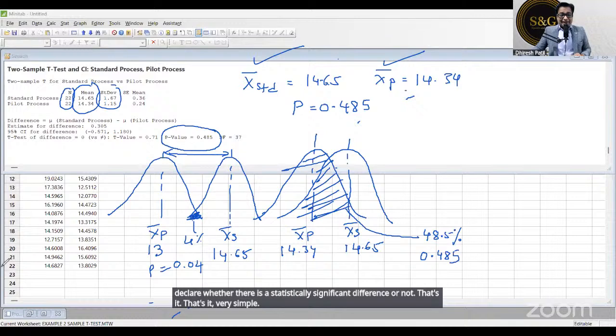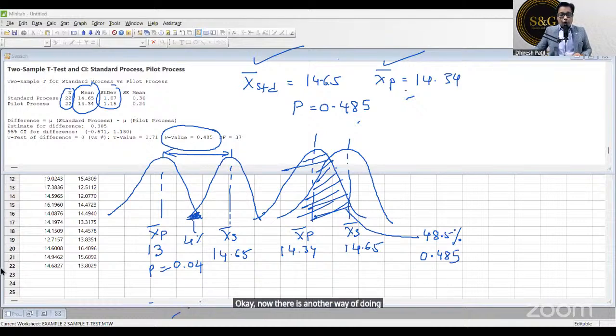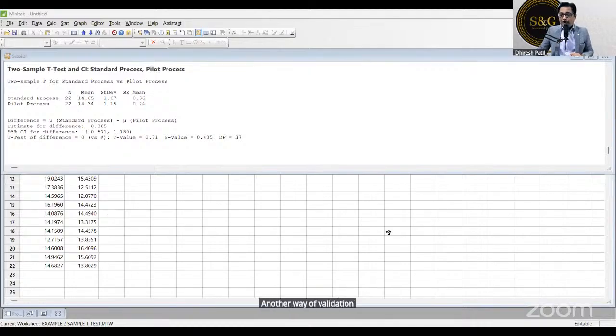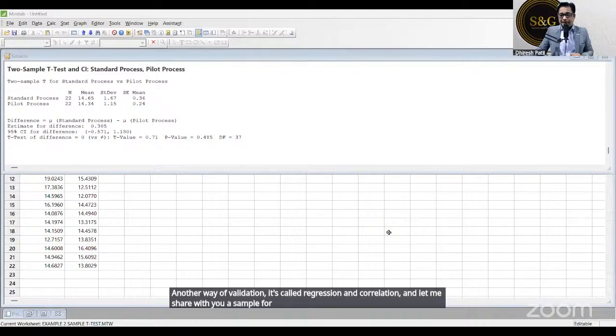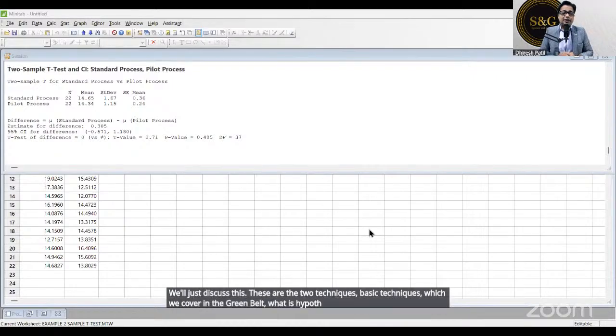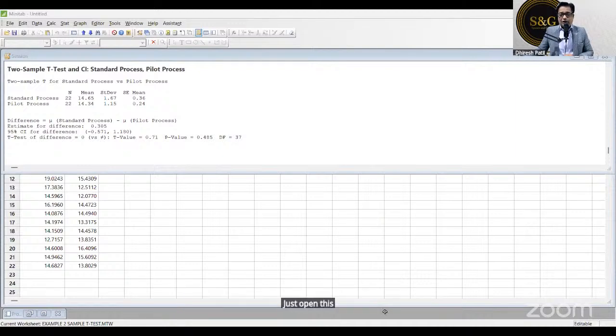Now there is another way of doing it. It's called correlation and regression. Another way of validation. Let me share with you a sample data for this. Just open this data called scatter plot. We'll just discuss this. These are the two basic techniques which we cover in the green belt level. One is hypothesis testing, the other is correlation and regression. Just open this file called scatter plot.